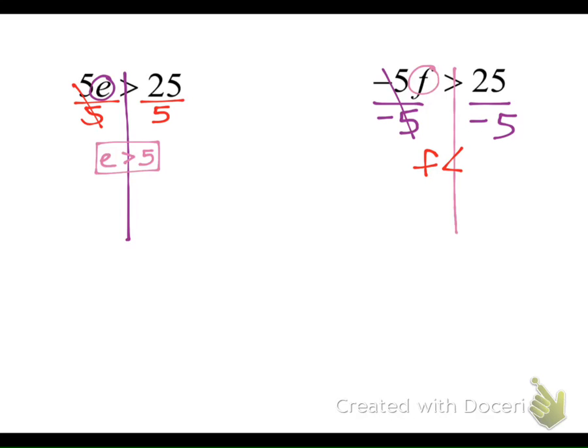Because I'm multiplying or dividing by a negative number over here, this inequality sign is going to get flipped. So now instead of f is greater than, it's f is less than. What's 25 divided by negative 5? Negative 5. So f is less than negative 5.